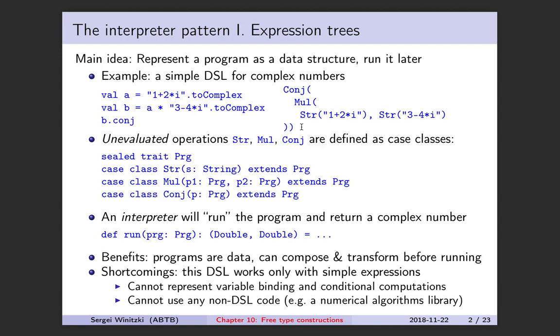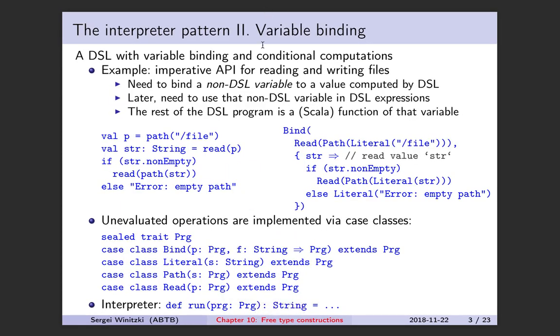And because of this, I cannot use any code that is not expressed in this DSL. So, for example, I could imagine calling a numerical algorithms library to compute some special function of the complex number. And that could be a complicated algorithm, but I cannot put it into the DSL. I would have to express the entire algorithm using DSL operations if I wanted to do that. So let's try to overcome these shortcomings. These are certainly not due to interpreter pattern itself. It's just that our DSL is too simple. So let's see how we can do variable binding in a DSL like this.